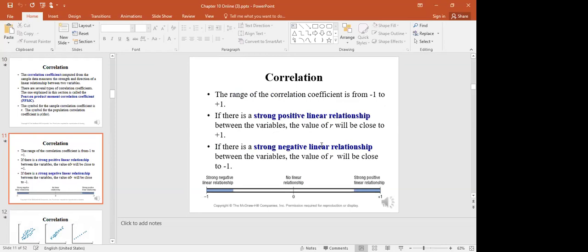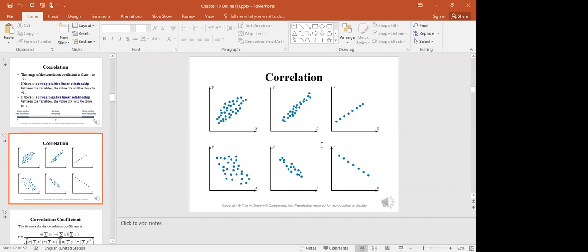So the correlation coefficient r is generally a value between -1 and 1. The stronger the relation is, the closer it will be to either -1 or 1. A perfect relationship is when r equals either -1 or positive 1. So these are some examples of scatter diagrams. The first three are positive relationships. The third one is a perfect linear relation. The sixth one is a perfect negative relation.